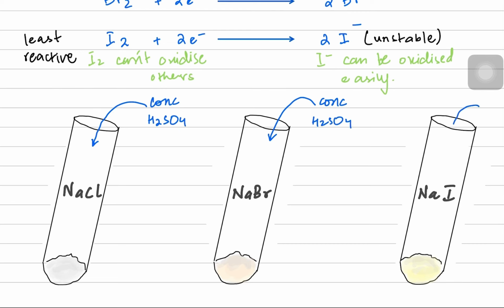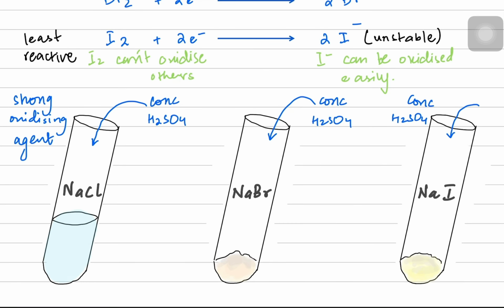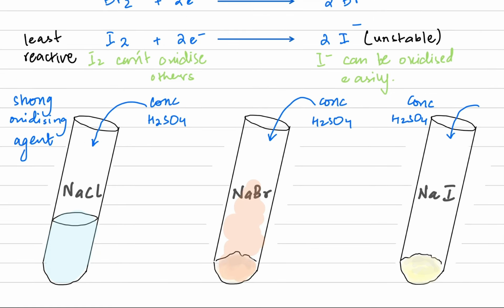Concentrated sulfuric acid is a very strong acid, a very good dehydrating agent, and of course a strong oxidizing agent. With sodium chloride, you can expect the solid to be dissolving and steamy fumes of HCl coming out. Steamy fumes of HCl, which are obviously acidic in nature, so they will make the overall solution acidic.